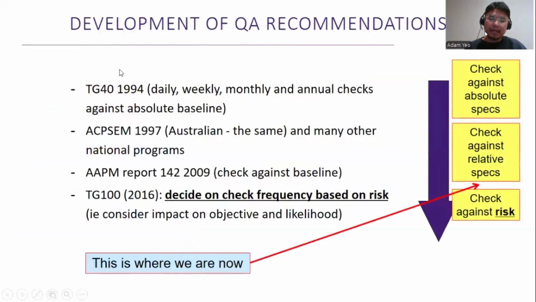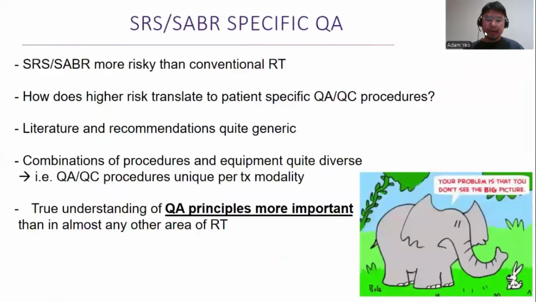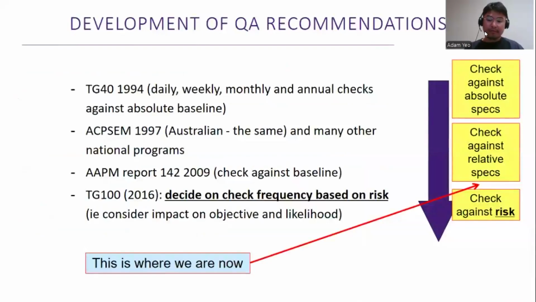What I want to highlight here is that when you look at the history of our QA programs, it started from TG40 nearly 30 years ago, checking really the absolute specifications. Then we moved on to TG142, which highlights checks against relative specifications. But TG100, published in 2016, changed the paradigm, deciding what to do and how to do it, and the check frequency, based on risk assessment, considering the impact on the objective and the likelihood. To be honest, where we are is sort of in between, still in a transition period from relative specification checks to risk-based checks. So I want to really change your focus from checking against relative specifications to risk-based assessment.